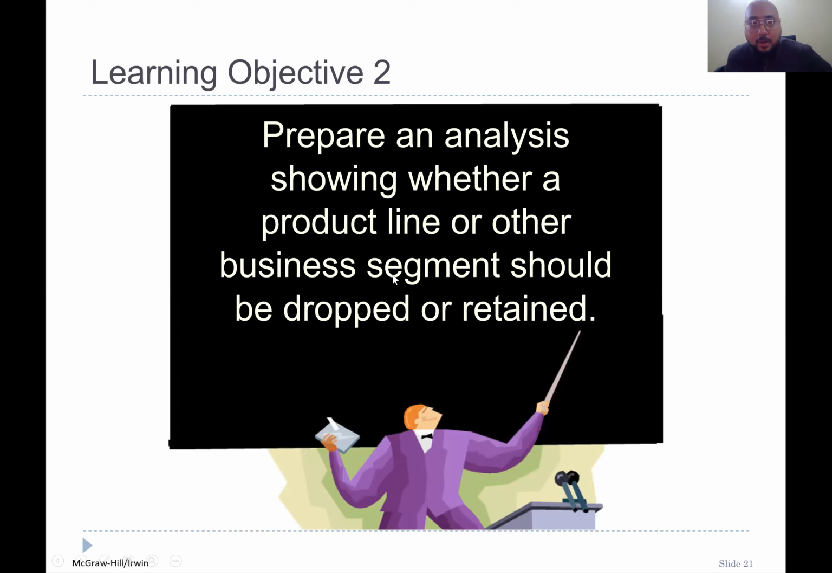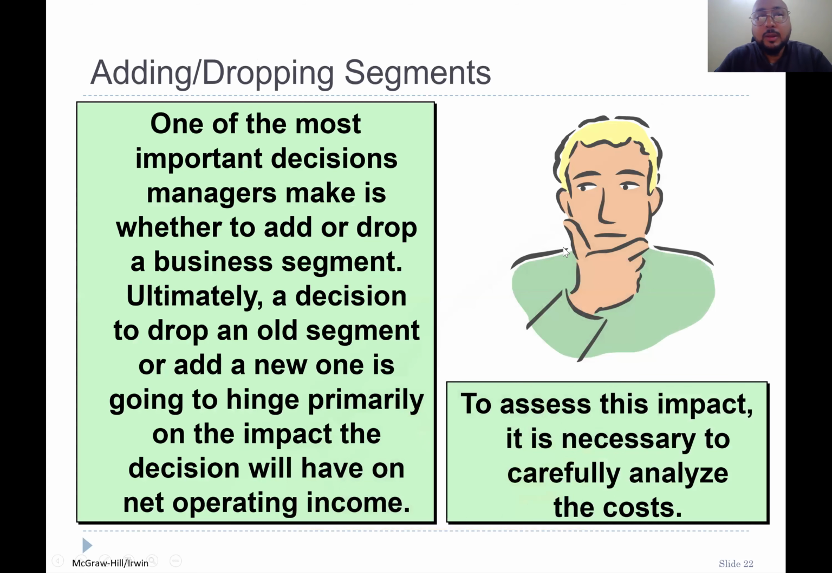So let's talk about our second learning objective, which is more, you can say, entertaining and the real application of relevant costing. Number 1 is prepare an analysis showing whether the product line or other business segment should be dropped or retained. So whether we should drop this segment or retain that. So this is the decision. How can we use relevant costing in these kinds of decisions? So adding or dropping the segment, which means your production line: should we drop it or should we continue this one?